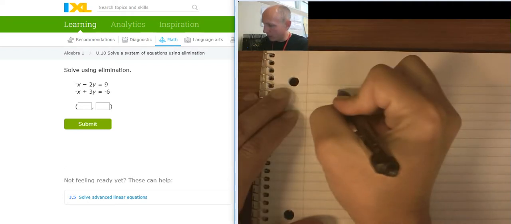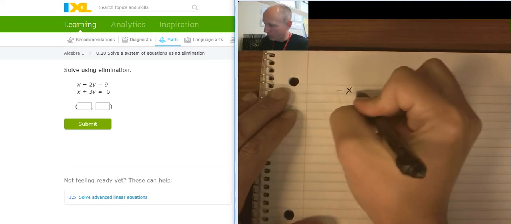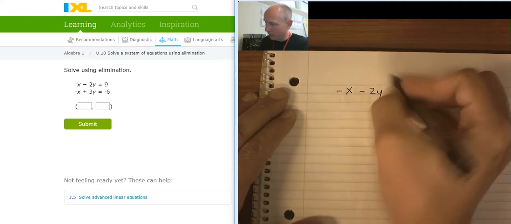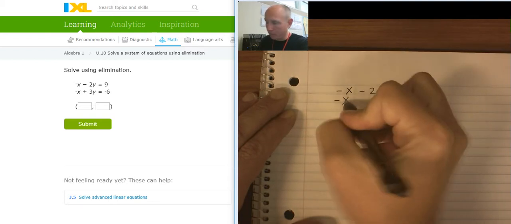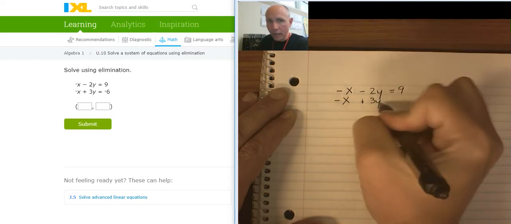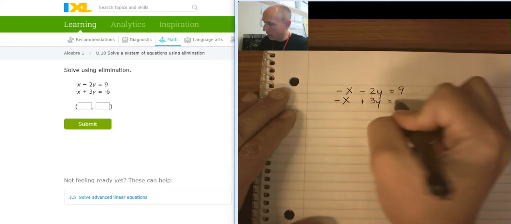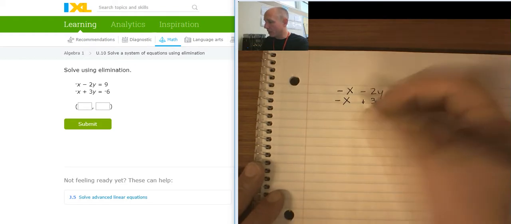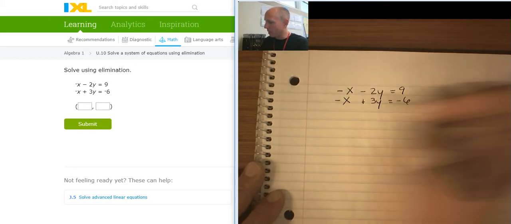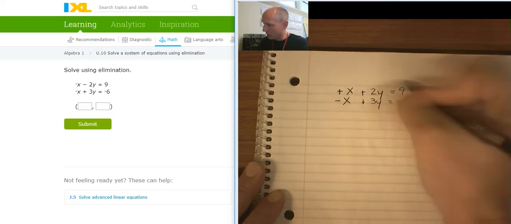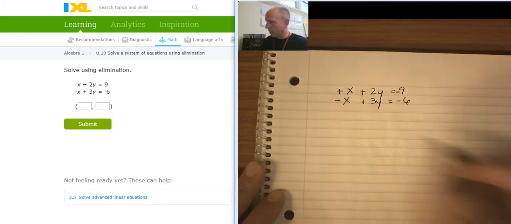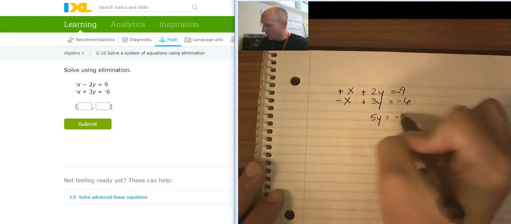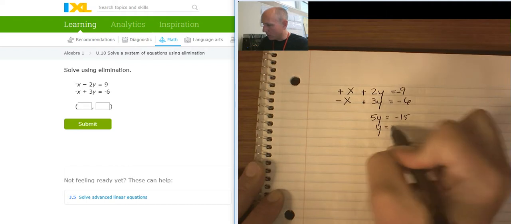Writing down the problem, negative x minus 2y equals 9. Negative x plus 3y equals negative 6. The x's are so close, I'm going to multiply the top by a negative. That's going to change all the signs. The x's cancel. I have 5y equals negative 15. So y equals negative 3.